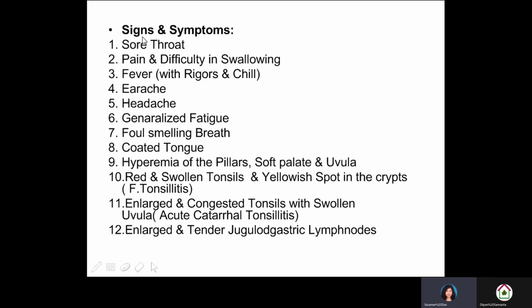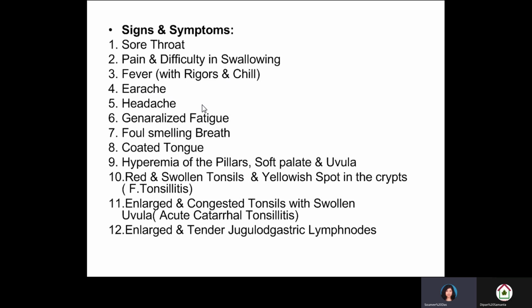Okay. Signs and symptoms. The signs and symptoms of tonsillitis include sore throat, pain and difficulty in swallowing, fever with rigors and chills. In tonsillitis, there is high fever and the patient shivers. So this is known as chills and rigors. There might be earache, that means pain in the inward side of the ear, on the side of the affected tonsil. That means if the right tonsil is involved, then the pain will be in the right ear. Okay, this way.